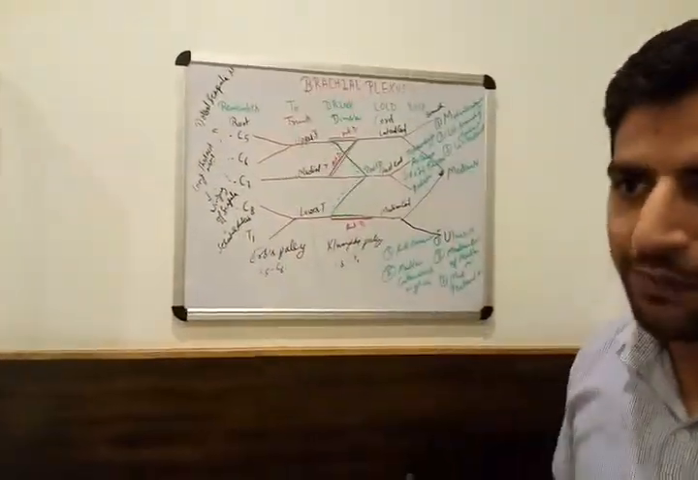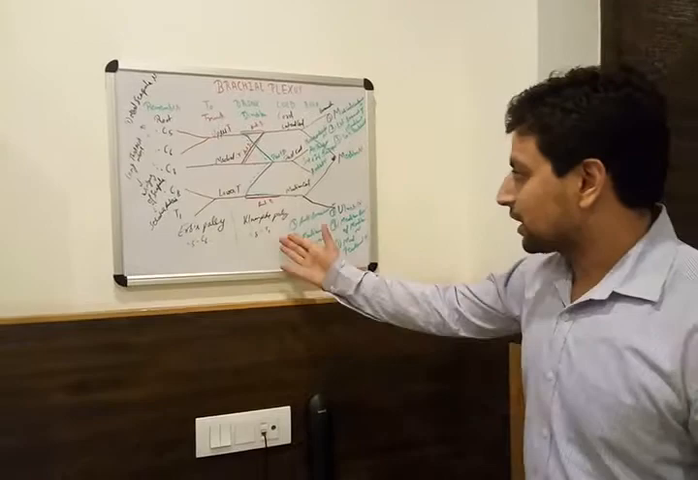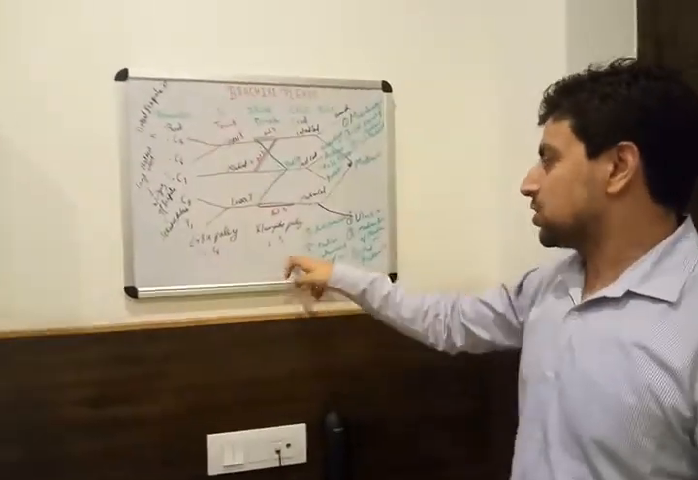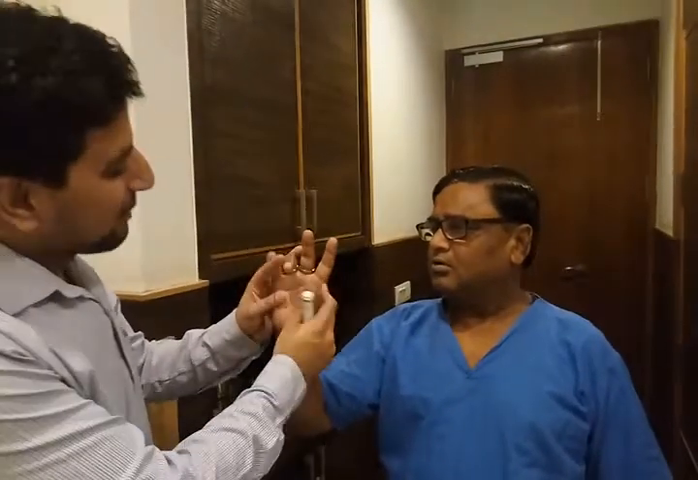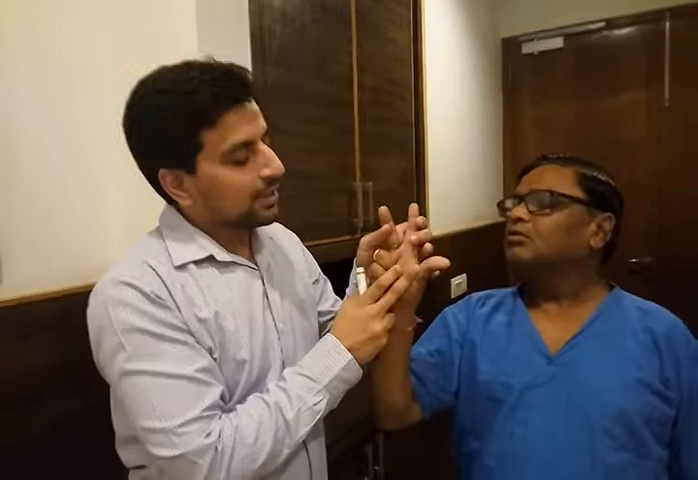Please come here in front of the camera and show how the hand is going to look like this. If there is a Klumpke palsy, C8 and T1 injury occurs. How? No, wrong. I'm going to explain this. These two fingers are going to be paralyzed in Klumpke palsy due to C8 and T1 injury.